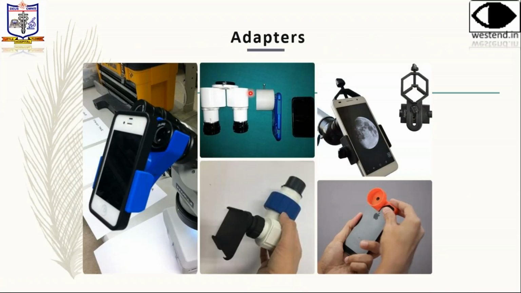So for smartphone slit lamp photography, these are some adapters which can be used. I use this one here on the right. It is sold on Amazon. Here in India, we get it on Amazon. I suppose it is there in Amazon in all countries. This is a universal adapter.